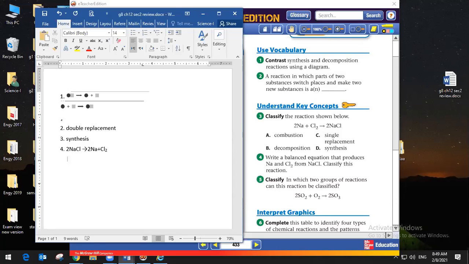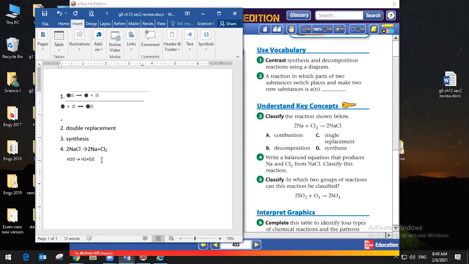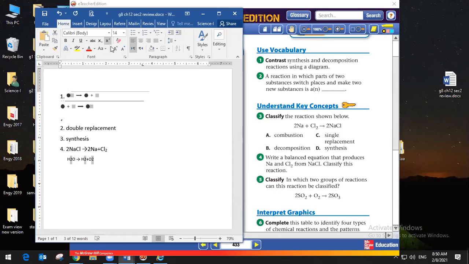Okay, H2O, who could answer this? H2O yields H2 plus O2. Good, okay. So first of all, we must check if the chemical equation is balanced or not. No. So the chemical equation is not balanced.